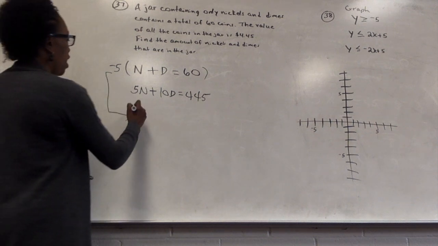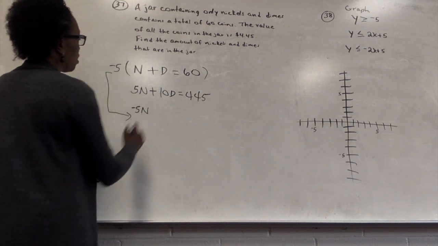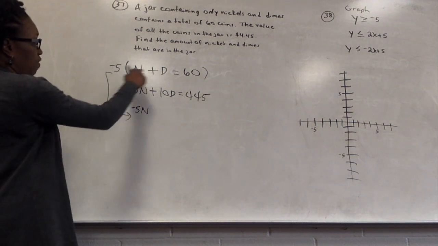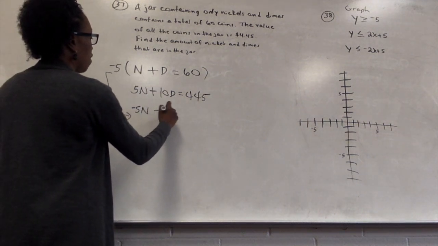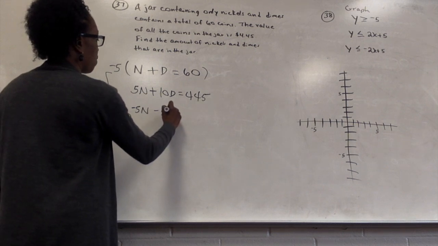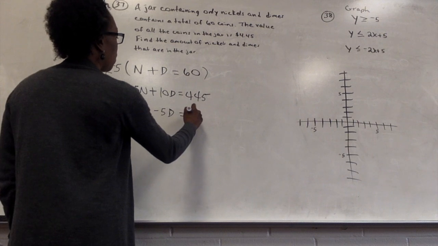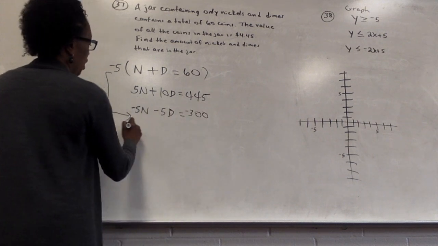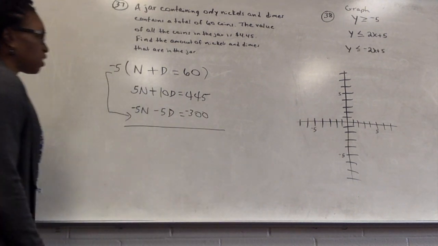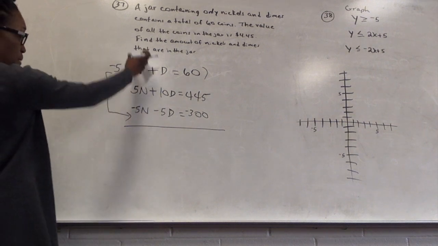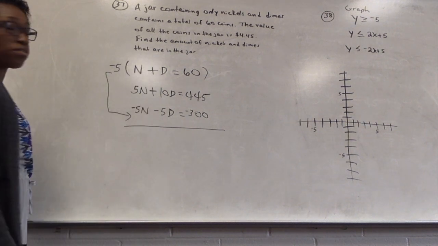So -5 times n is -5n. -5 times d is -5d. And -5 times 60 is -300. Now at this point, I see that I have 2 equations. I see that my n's can cancel out because they're opposites to each other.